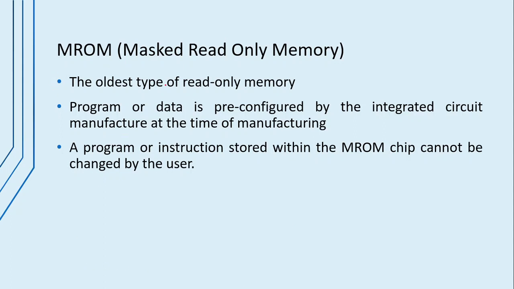Here in this masked ROM, the program or data written on the ROM is pre-configured by the integrated circuit manufacturers at the time of manufacturing. It means whenever your chip is manufactured, at that time your data is written on that chip. After that you cannot edit it. So here the programmer cannot write on this read-only memory. At manufacturing time, the manufacturer can write the data in this kind of ROM.